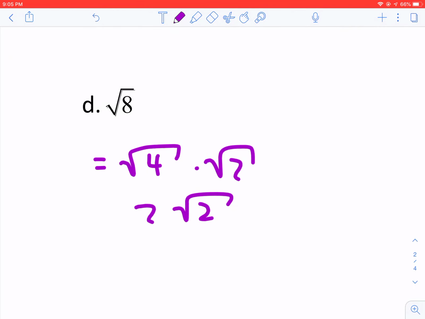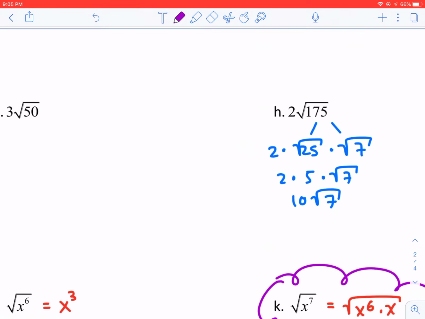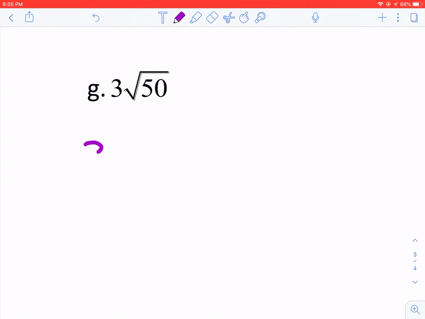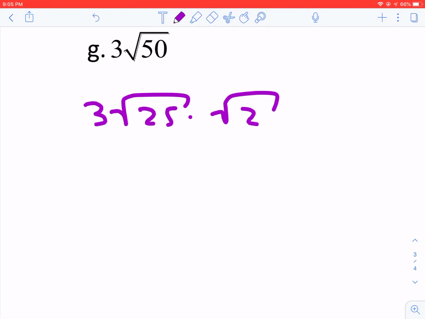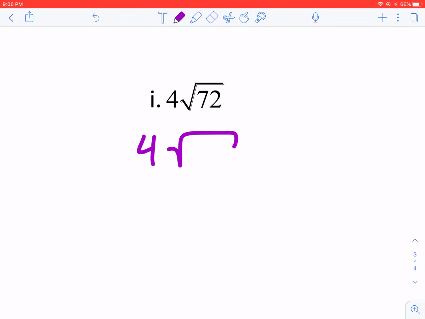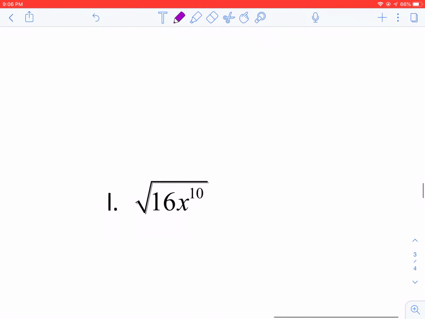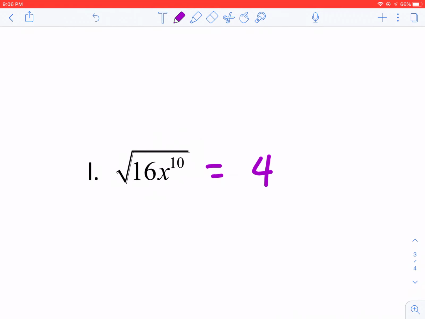Those are done. This one. Right, square root of 25 is 5, so that's 3 times 5. That's going to be 15. That's going to be 36 and 2. Right, square root of 36 is 6. 4 times 6 is 24. And this last one, square root of 16 is 4. Square root of x to the 10th is x to the 5th.